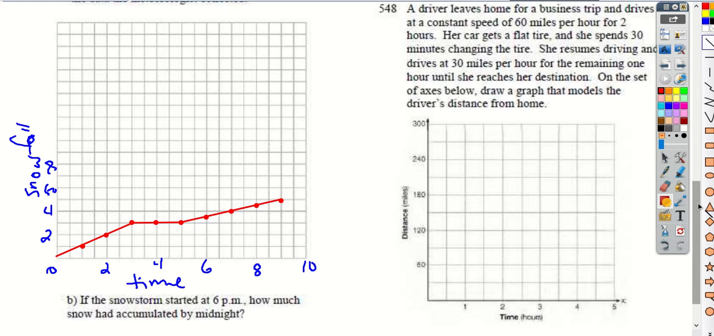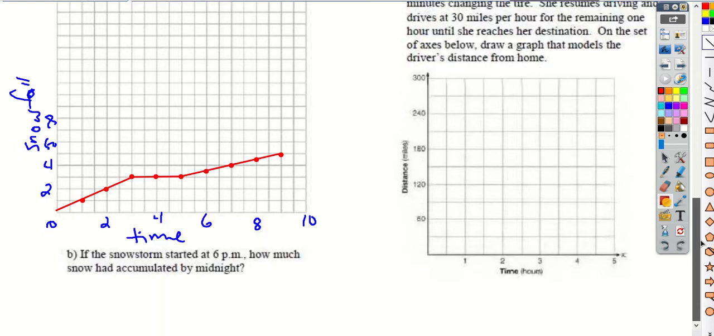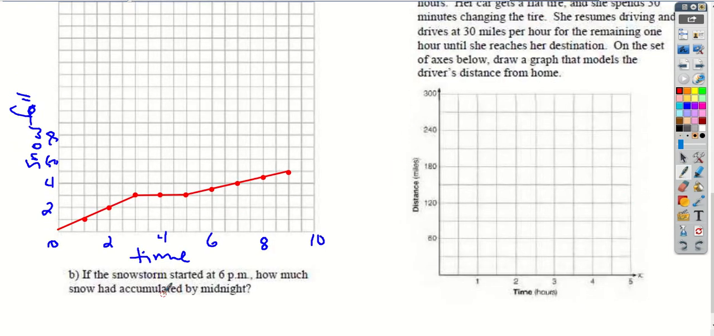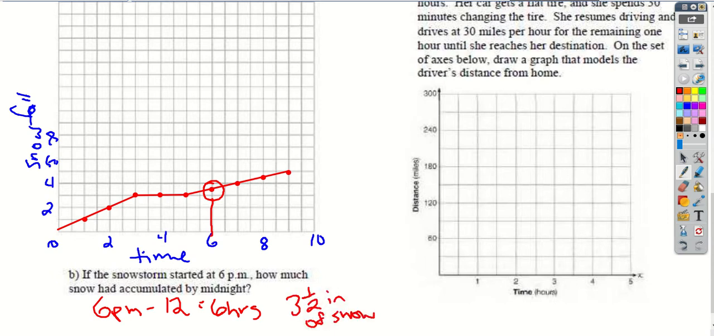All right. If the snowstorm started at 6 p.m., how much snow would there be by midnight? So this would be another 6 hours to get to midnight. So 6 p.m. to 12 is 6 hours. If we go to 6 hours on the graph, we can see right here, this would be in between 3 and 4. So we would have 3.5 inches of snow.